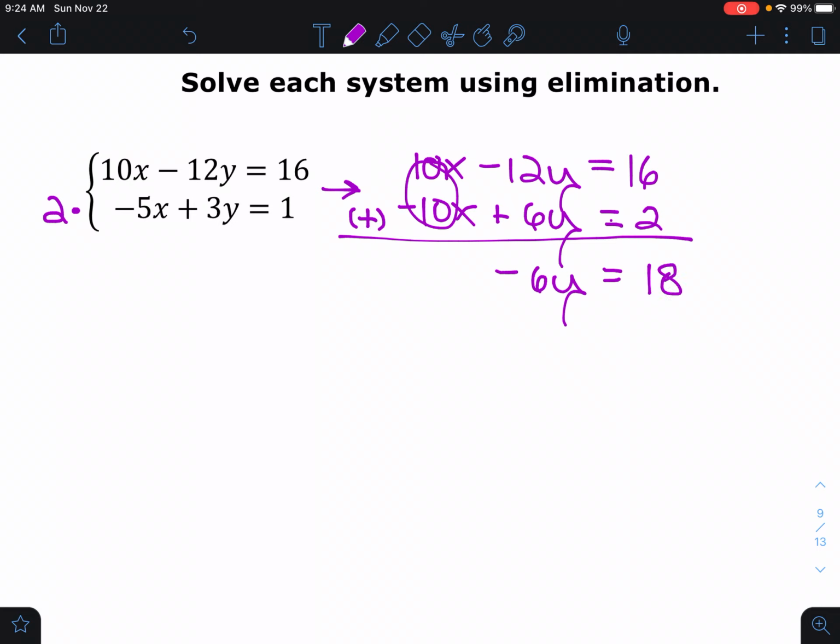All right, now we're going to solve for y. Notice we have one equation with one variable, and we can solve. So now I'm going to divide by negative 6.